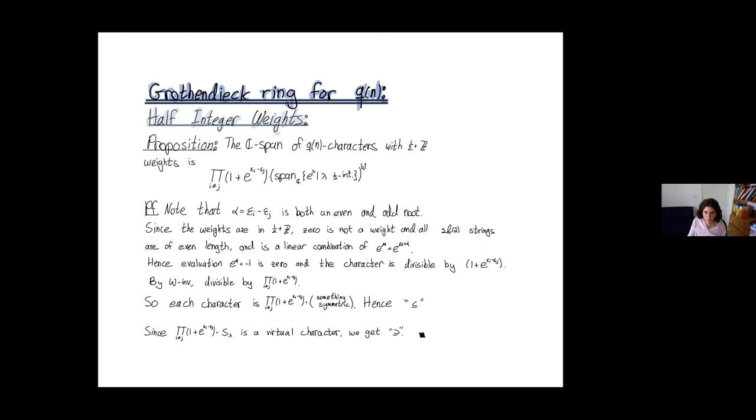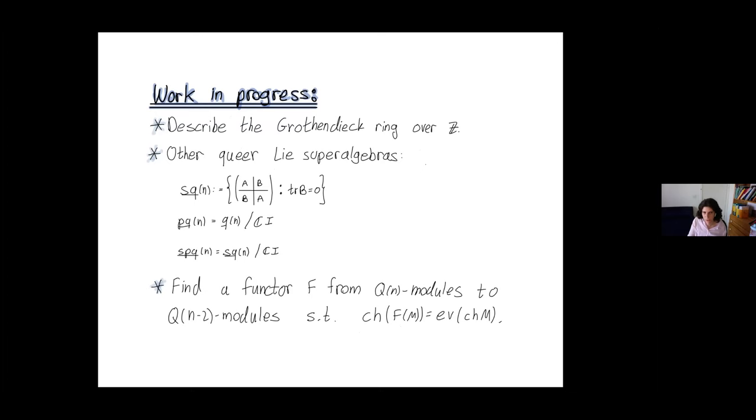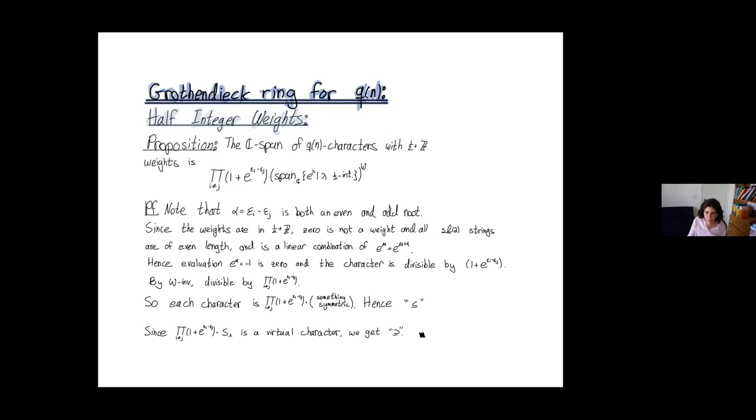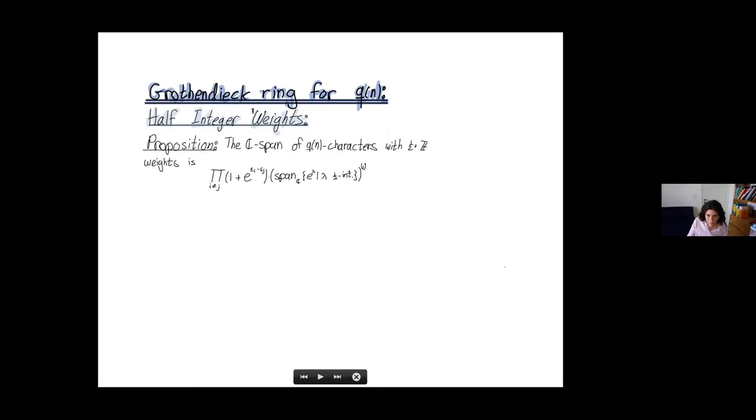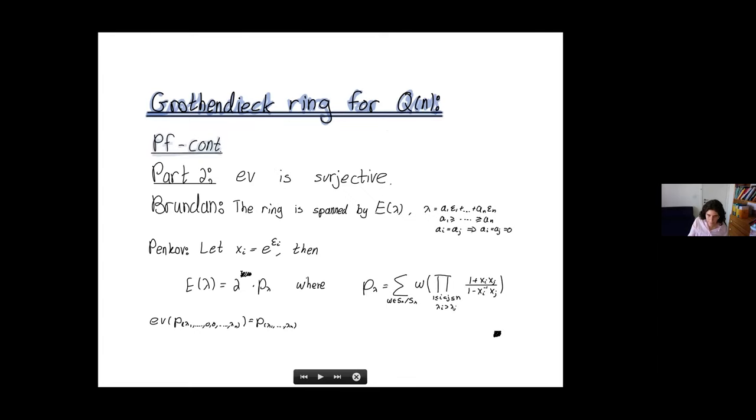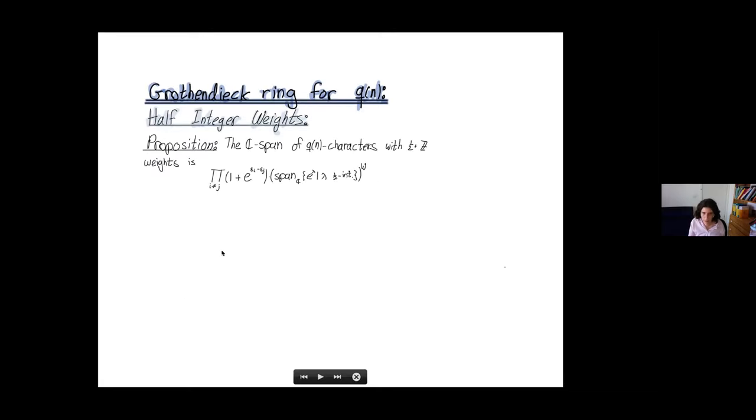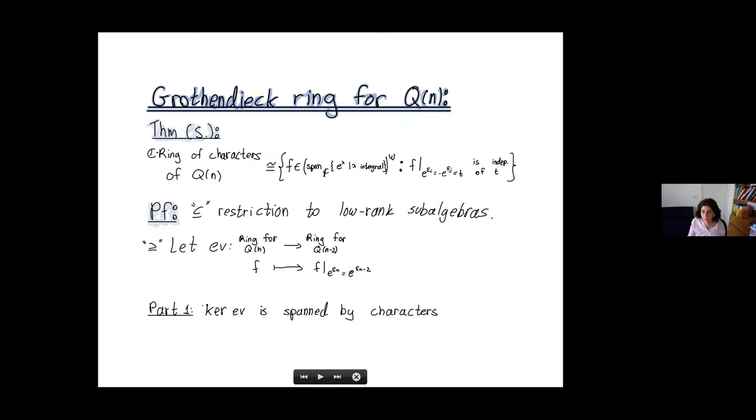What else do I want to do? First of all, I forgot to say something. I cheated a little bit, because these functions that span the ring that I used, I actually have a power of two in front of them. I cheated. I didn't point it out, but the ring I gave you was over C and not over Z.